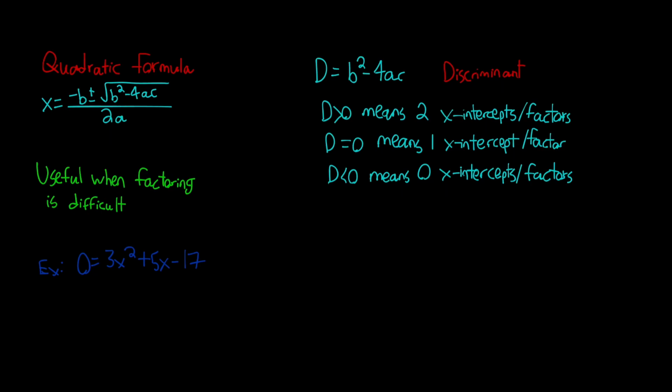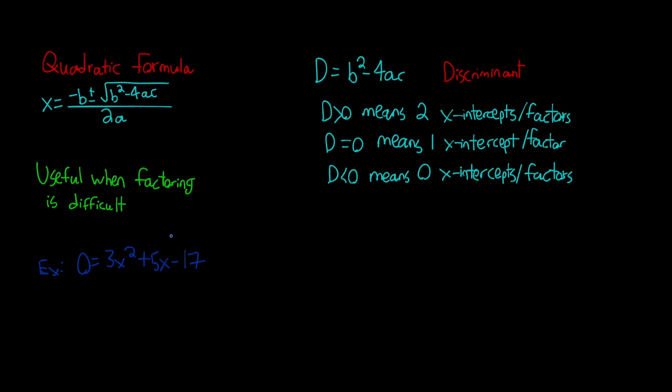So, if d is greater than 0, then that means I have two x-intercepts. If d is equal to 0, then I have 1, and if d is less than 0, then I have 0. You can see that d is also the part under the square root here, right? So, moving on to the quadratic formula, we have x is equal to negative b plus or minus the square root of b squared minus 4ac, all divided by 2a.